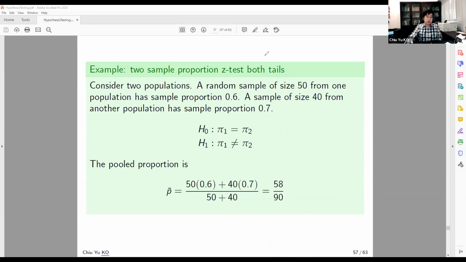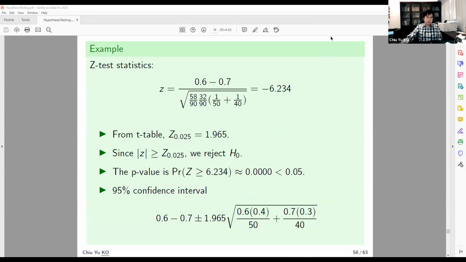Figure out that this is P times 1 minus P, because from the last slide this P is 58 over 90. Input the data, and you figure out this is, look at the Z.